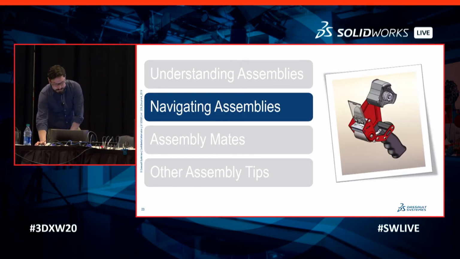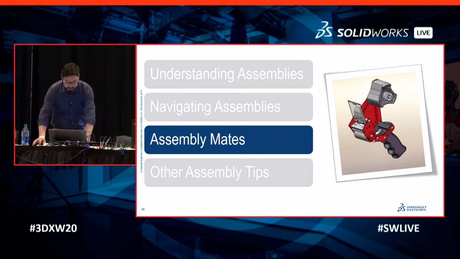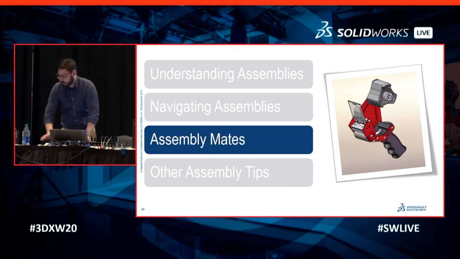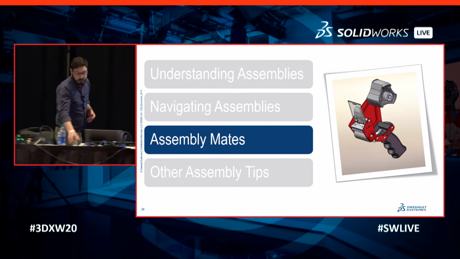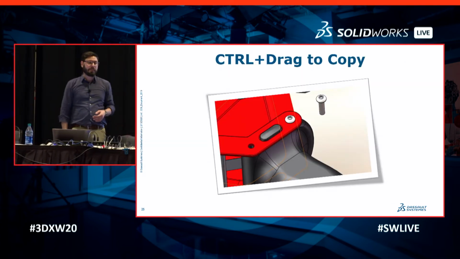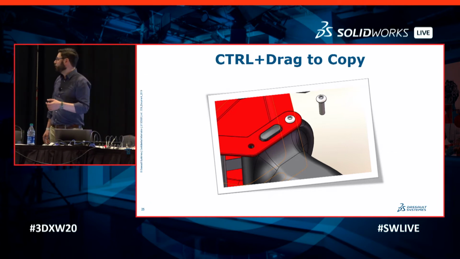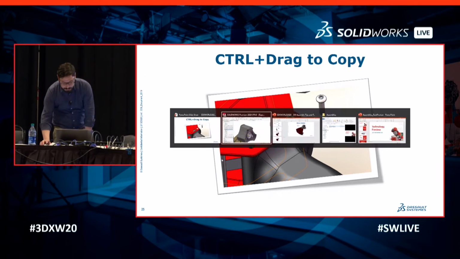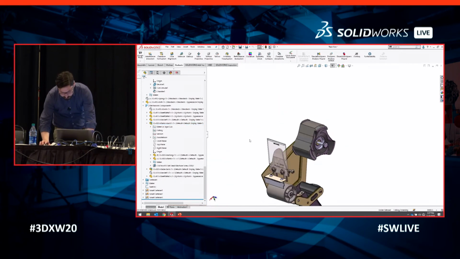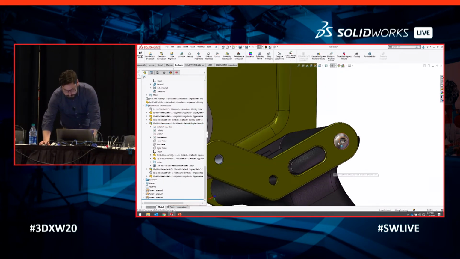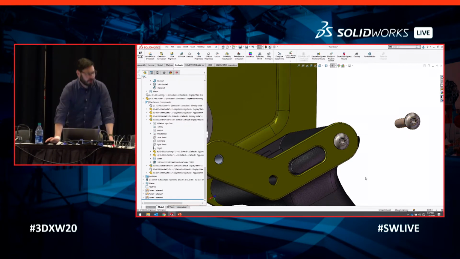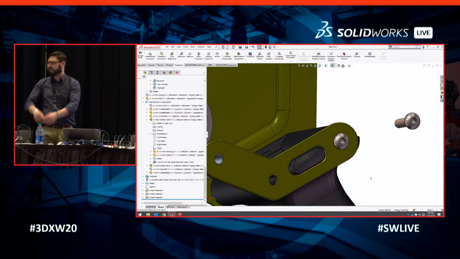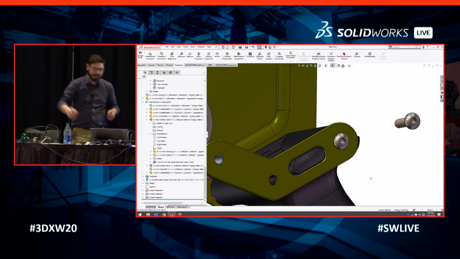Okay. So I want to talk about assembly mates. What we're going to talk about is just some quick things to maybe speed up your mates. The first thing is control drag to copy. A lot of people know this already, so I'll breeze through it. If you want to copy a part, you can hold Control on your keyboard and drag the part, and now I've got a copy. Pretty straightforward, pretty simple. That also works from the tree before anybody asks. Yes, you can control drag out of the tree.